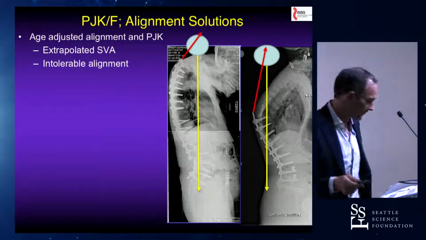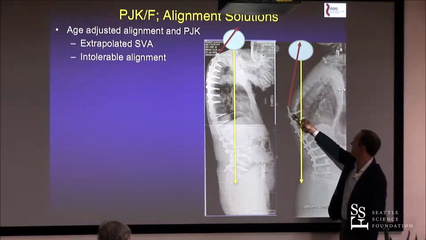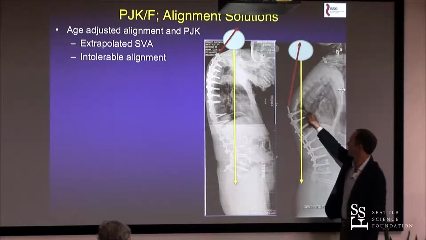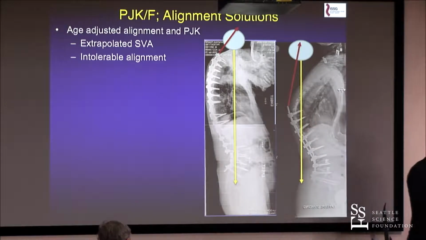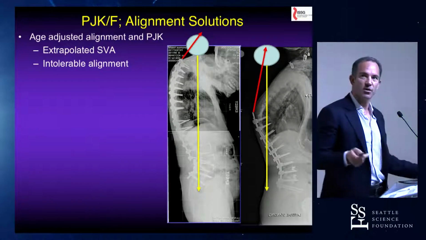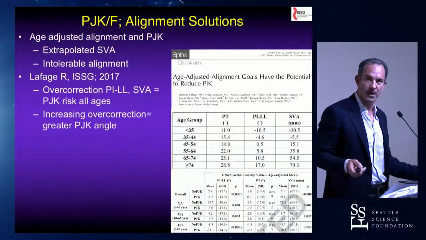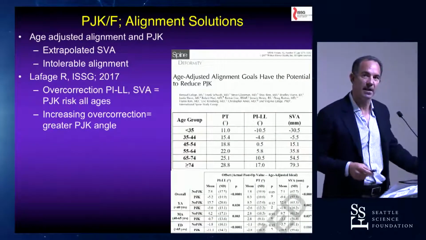And by the way, here's that same failure pattern. Pedicle screw at the UIV fails through a compression fracture, UIV plus 1 fails over the top. It's almost always consistent.